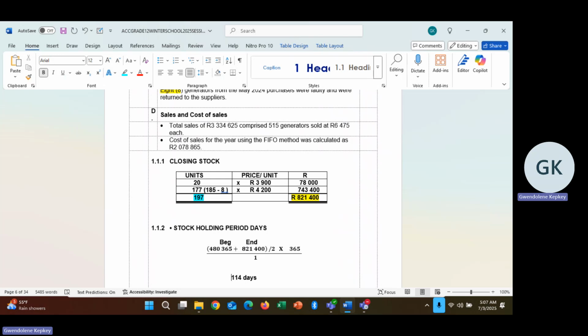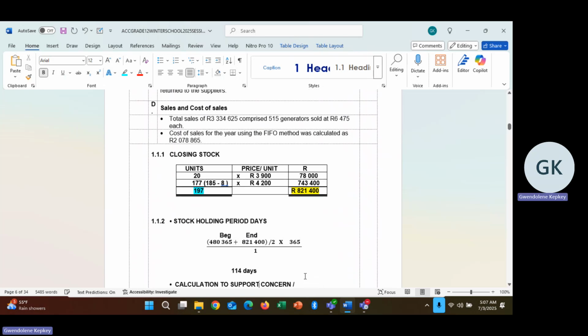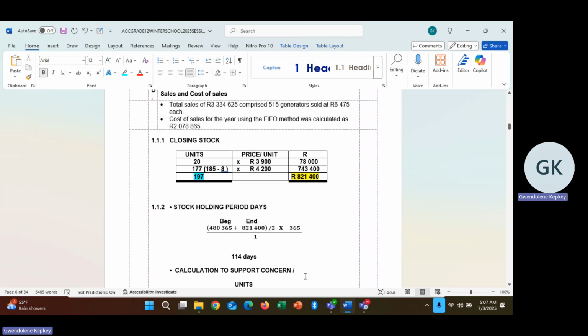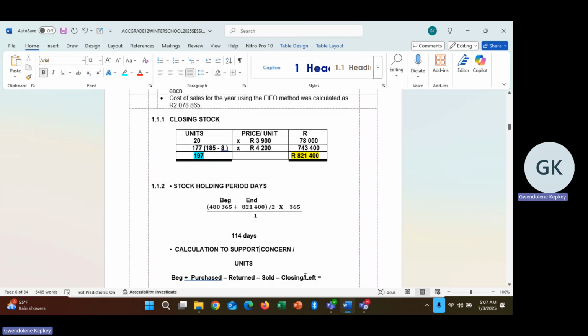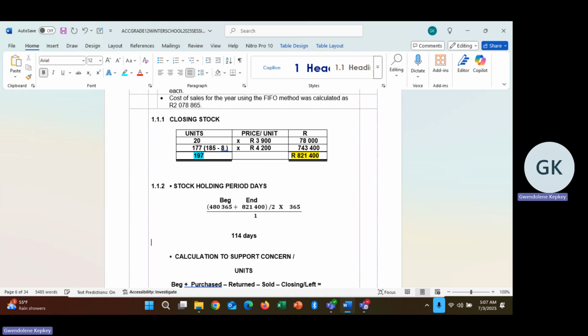There are other ways of working this out. If I look at units, you could also use the number of units in your calculation, grade 12s. If you use the units, you will come to a number of days that is slightly different to this one, but for now we will concentrate on applying the stock value.